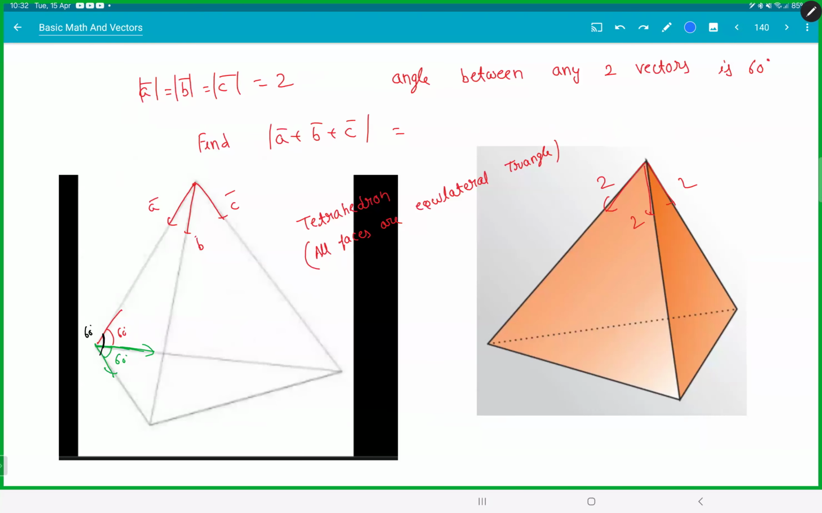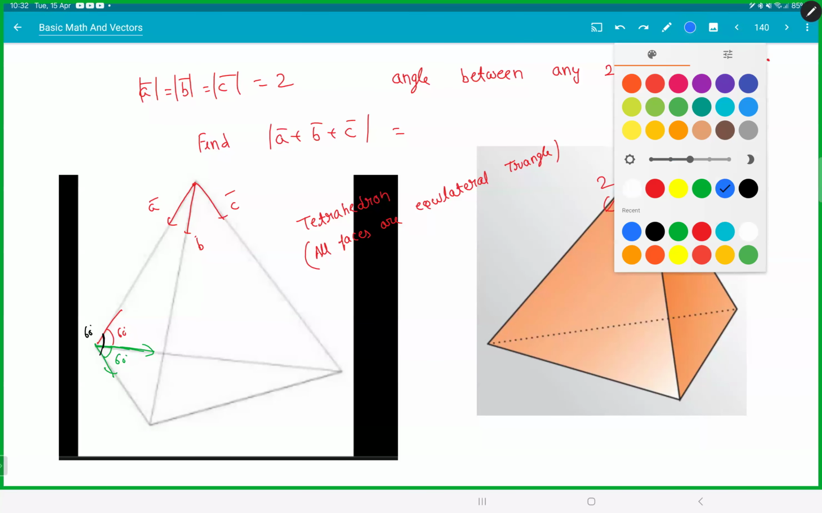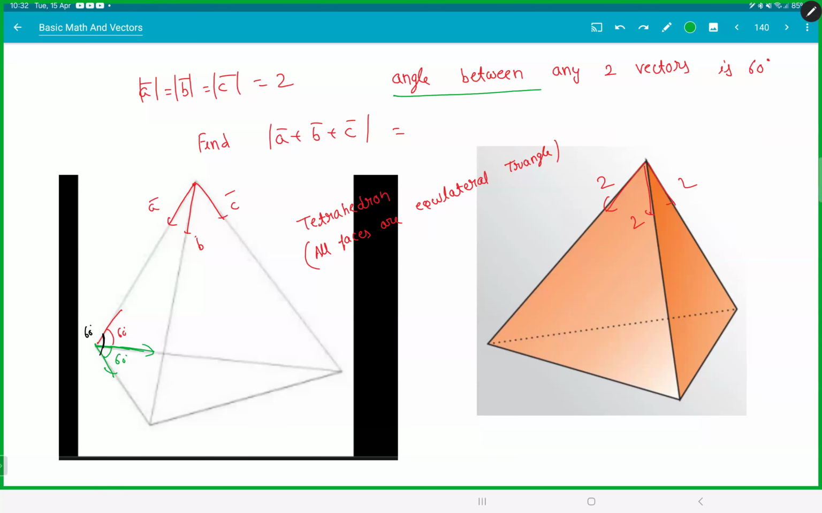The tetrahedron. So the main thing in this question is the statement that the angle between any two vectors is 60. People get confused. How did you get 60? The vectors are not in the plane. Is that clear, everyone? This is how you can do it with geometry. But like I said, there is a better way to do it in vectors. I'll show you.